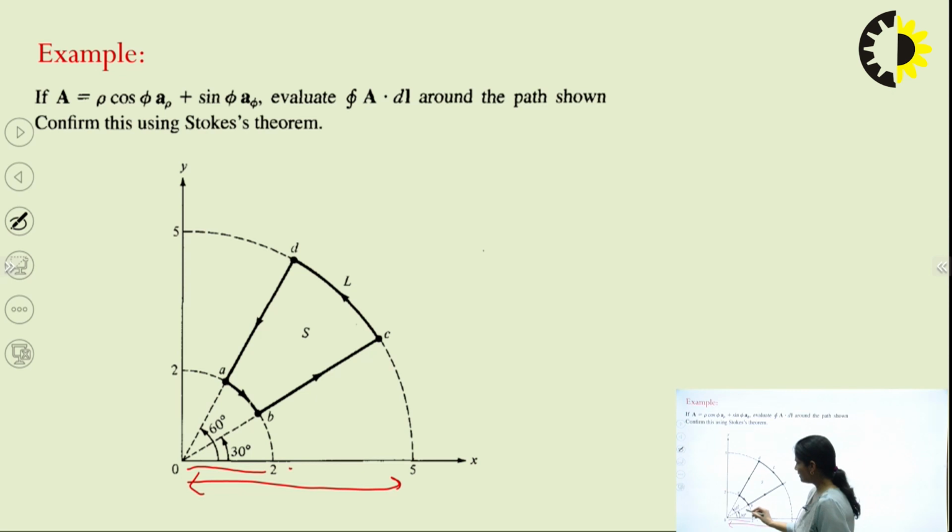And here angle, if this is r, so angle to this r, that is equal to 30 degree, and to this line your angle is 60 degree. Now find out the line integral for this path A to B, B to C, C to D, D to A.